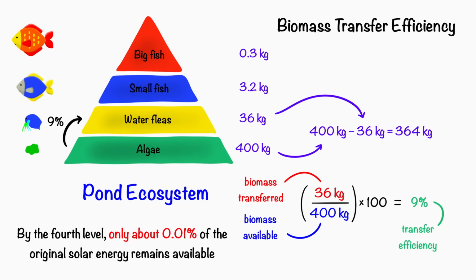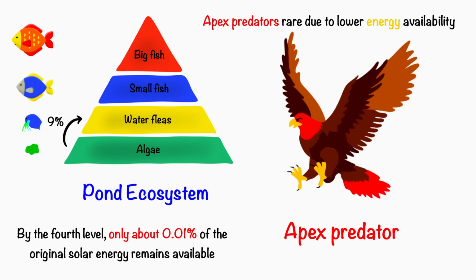Supporting 1 kilogram of large fish requires thousands of kilograms of algae at the base of the food chain. Apex predators like eagles or sharks are necessarily rare because the energy available at their trophic level can support only small populations. Their rarity isn't accidental, but mathematically inevitable given biomass transfer inefficiencies.